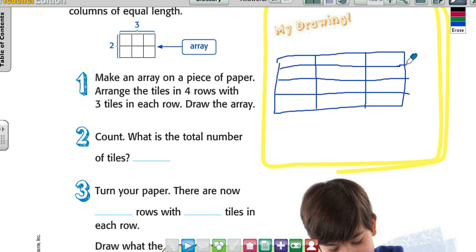Okay. Count. It says, what is the total number of tiles? How many tiles do I have altogether? 12. Look, I have 12. 1, 2, 3, 4, 5, 6, 7, 8, 9, 10, 11, 12. Because 4 times 3 is 12.